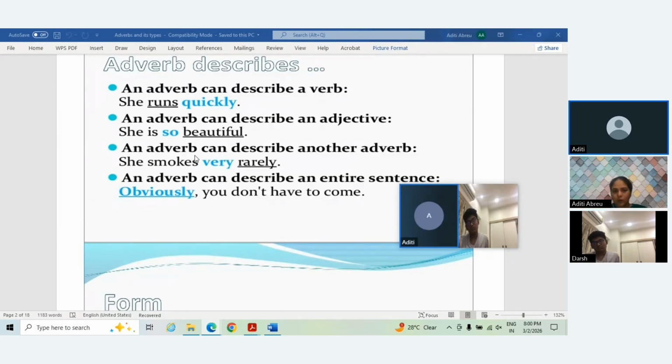Now let's see how an adverb describes a verb. She runs quickly. Here the word quickly describes how she runs, correct? So here it's answering the how question.